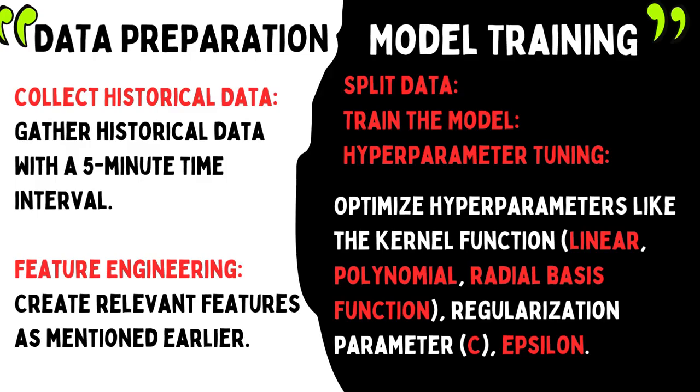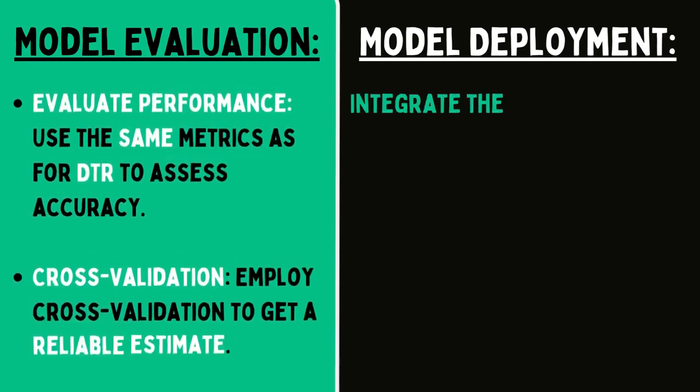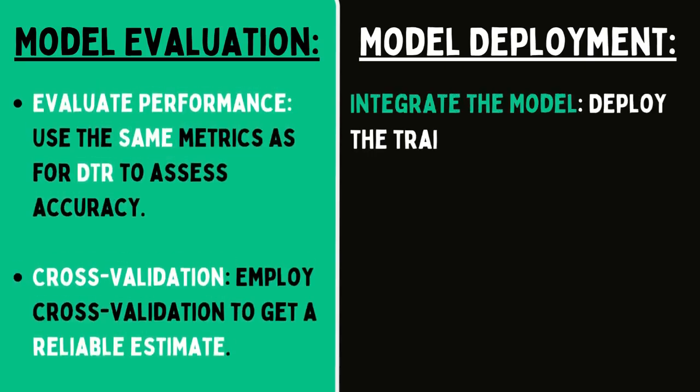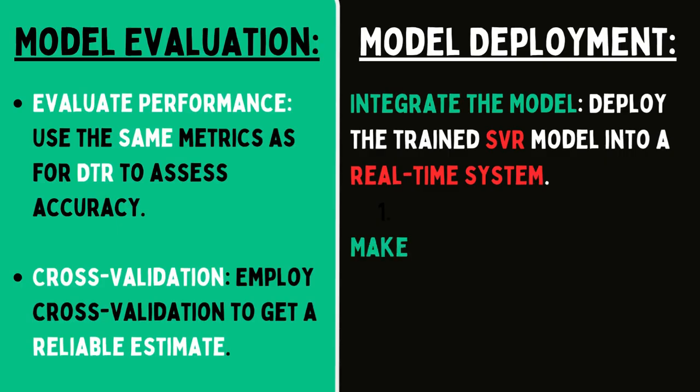Model training. Split data. Divide the data into training and testing sets. Train the model. Use an SVR algorithm from scikit-learn to train the model. Hyperparameter tuning. Optimize hyperparameters like the kernel function (linear, polynomial, radial basis function), the regularization parameter C, and epsilon. Model evaluation. Evaluate performance. Use the same metrics as for DTR to assess accuracy. Cross-validation. Employ cross-validation to get a reliable estimate.